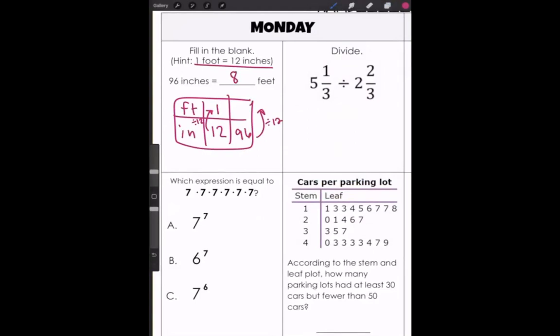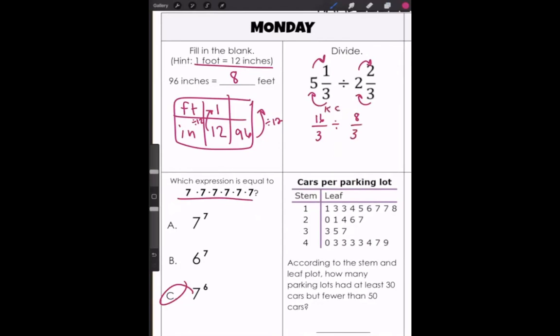I'm going to go down to this one about 7 times 7 times 7 times 7 times 7 times 7. That's 7 multiplied 6 times. So that's going to be 7 to the 6th power. For this dividing mixed numbers, we've got to start by doing math. 3 times 5 is 15 plus 1 gives me 16. My denominator stays the same. I'm going to also do math over here. 3 times 2 is 6 plus 2 is 8. My denominator stays the same.